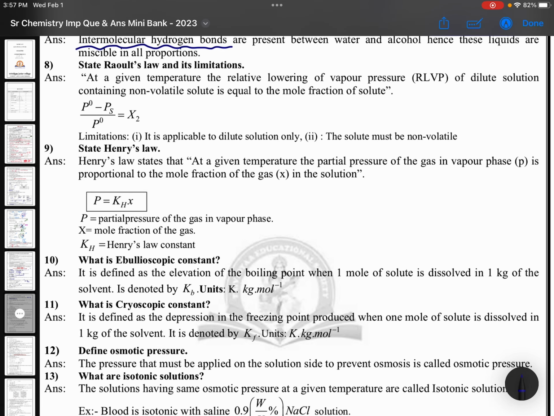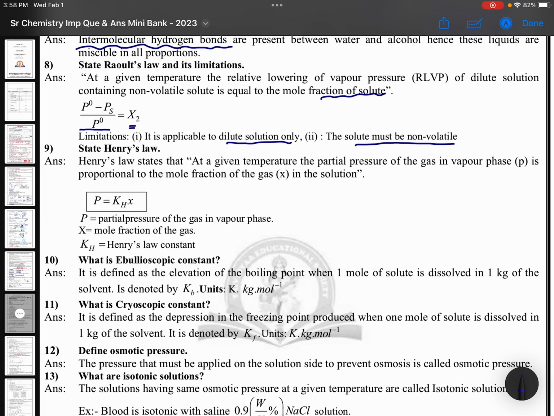State Raoult's law and its limitations. At a given temperature, the relative lowering of vapor pressure, RLVP, of a dilute solution containing a non-volatile solute is equal to the mole fraction of solute. P0 minus Ps by P0 is RLVP, the relative lowering of vapor pressure, which is equal to the mole fraction of solute. It is applicable to dilute solutions only. The solute must be non-volatile.